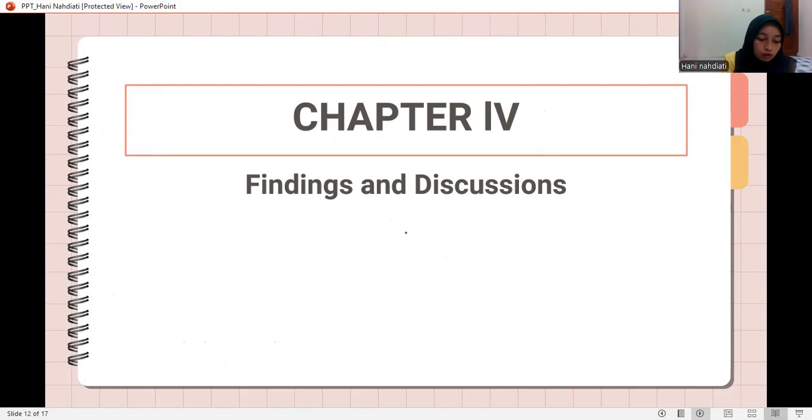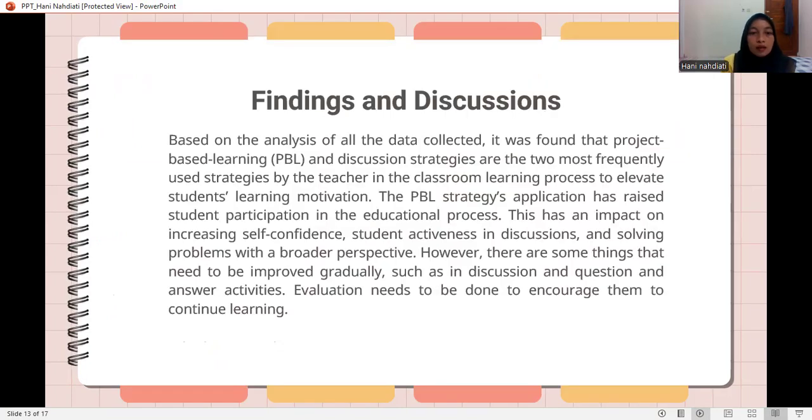Okay, now we move to chapter 4. It is about findings and discussion. Based on the analysis of all the data collected, it was found that project-based learning, or PBL, and discussion strategies are the two most frequently used strategies by the teacher in the classroom learning process to elevate students' learning motivation.